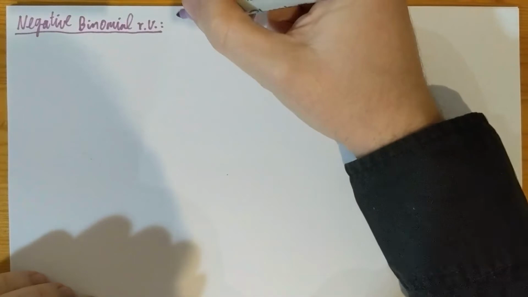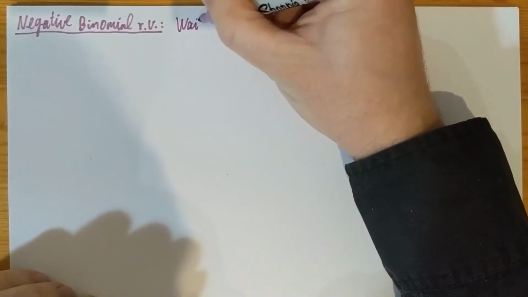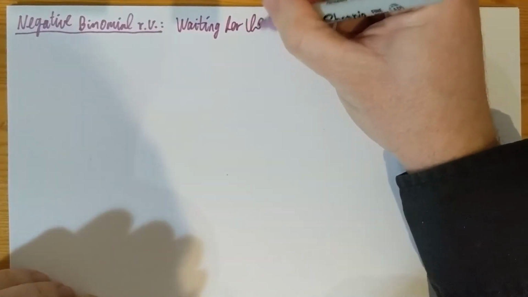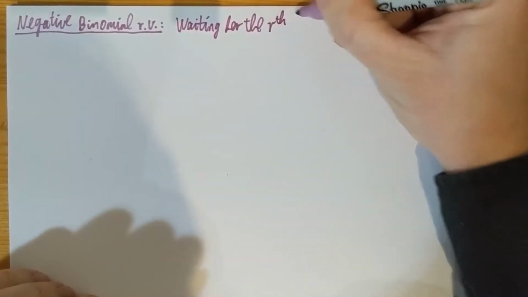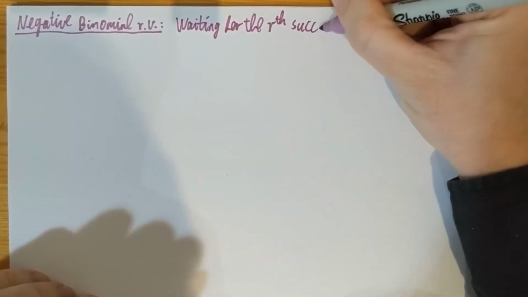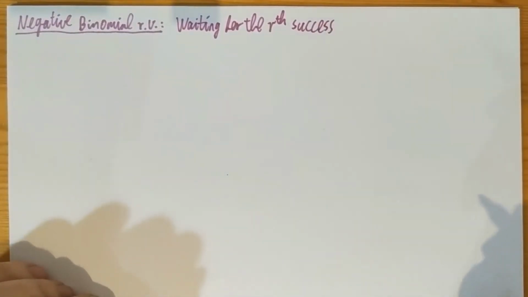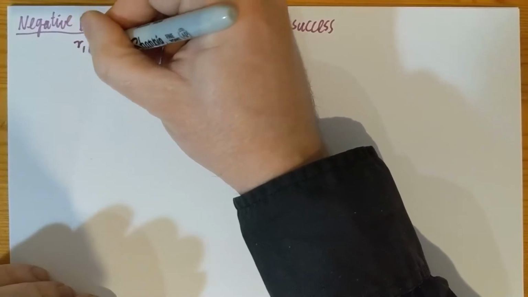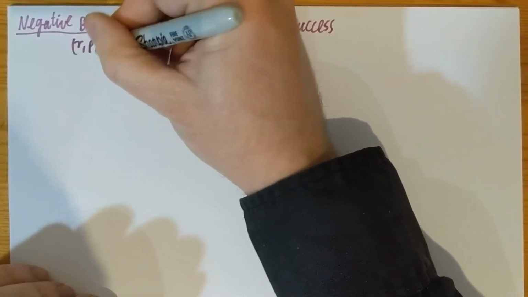Hi, next are the negative binomial and the hypergeometric random variables. The setup for the negative binomial random variable is waiting for the R's success in a sequence of independent trials. So in fact we have two parameters, R and P. These are the two parameters.